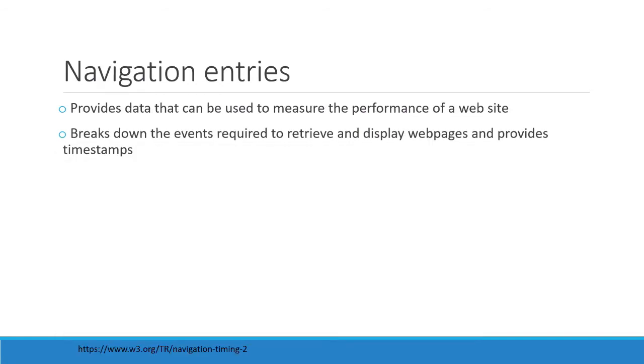The second type is about the navigation entries. And this is when the page loads, we get all these timestamps about the different stages of the navigation. It actually breaks down the events that are required to retrieve and display the web pages and provide timestamps to each one of them. But what really happens when someone is browsing your website?